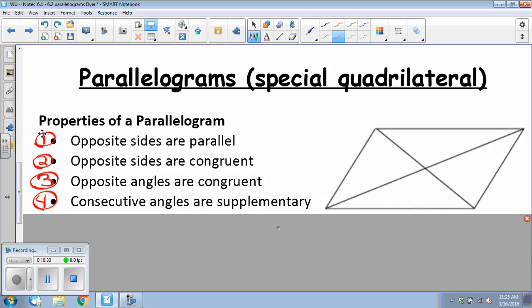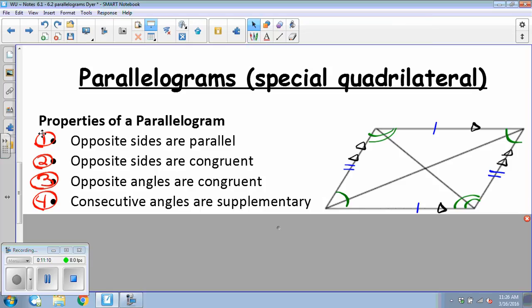So far, our hash marks, we have opposite sides are parallel. We know that opposite sides are congruent. That's equal to this. This is equal to this. We know that opposite angles are congruent. This is equal to this, and that angle is equal to that angle. And we know that consecutive angles are supplementary. Okay?